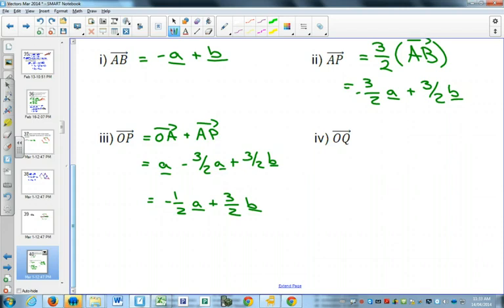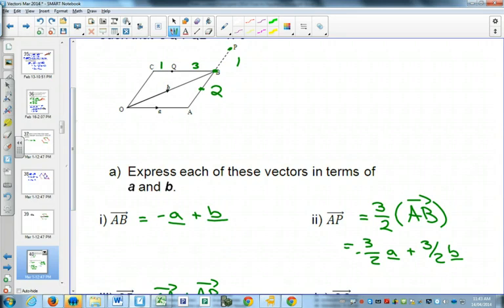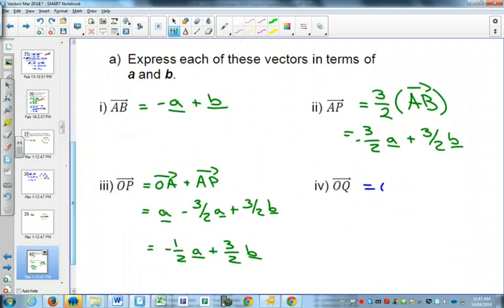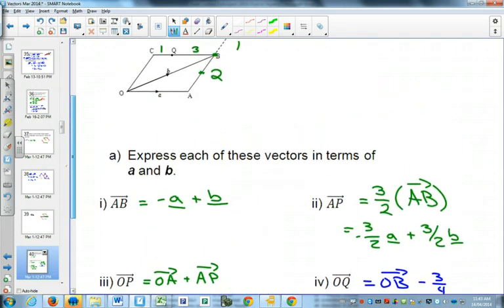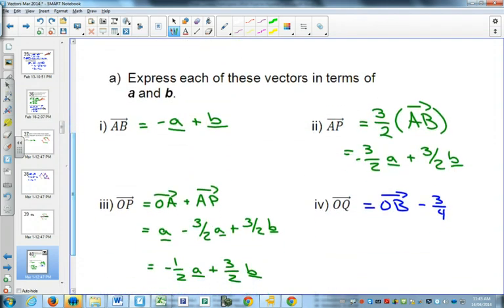I'm going to get you to try OQ on your own. How did we go from O to Q? Suggestions? Just tell me how to get there. Yes, but you went from O to B? And then, so we went O to B, and then, from B to C, I'd say plus 3/4 of B to C. Does that make sense? Okay? Because we're going from B to C. So you went from O to B, and then 3/4 away from B to C.